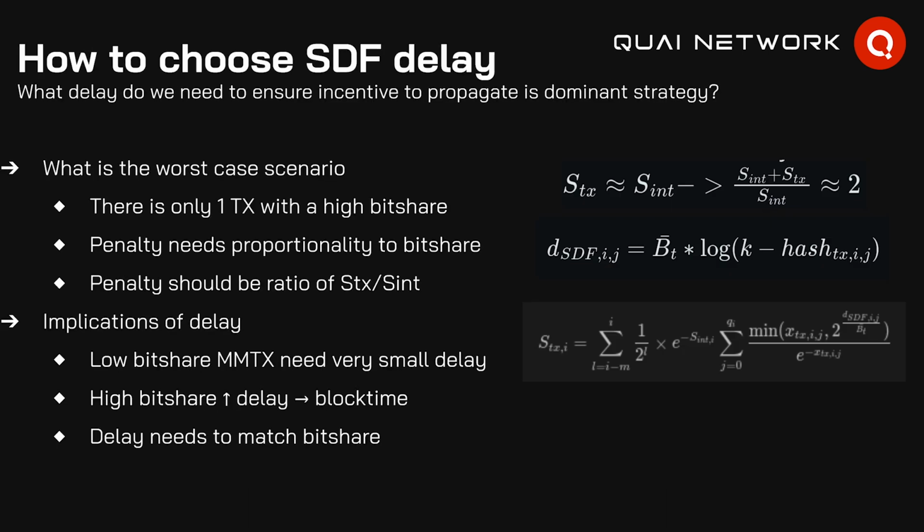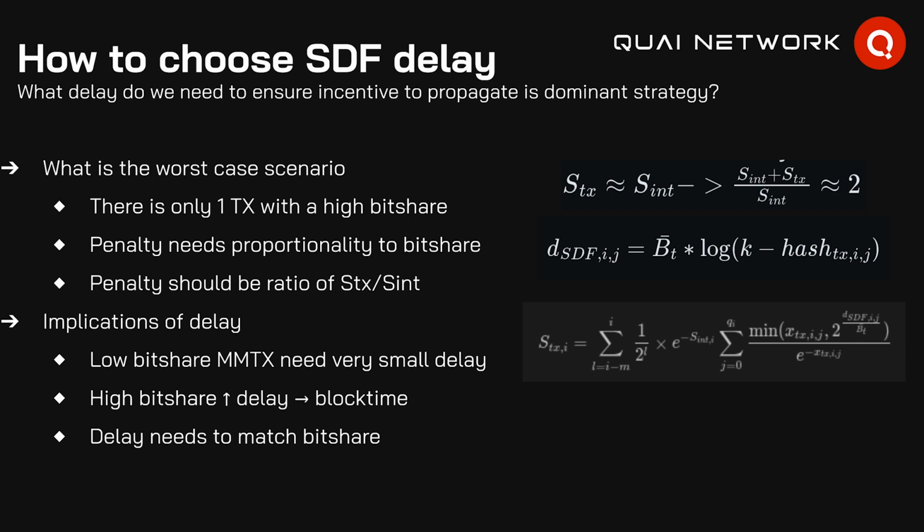Now, there are some tricks that come along with this introduction of an SDF, which is how do we choose the delay? What delay do we need to ensure the incentive to propagate is the dominant strategy? To figure this out, we need to think about the worst case scenario. The worst case scenario is that there's only one transaction that's been mined, only one MMTX, and it has a very high bit share. The way that we guarantee that propagation incentive is that the penalty for withholding needs to be proportional to the advantage of including the bit share. And the way that we do that is we make the SDF requirement proportional to the advantage of the bit share.